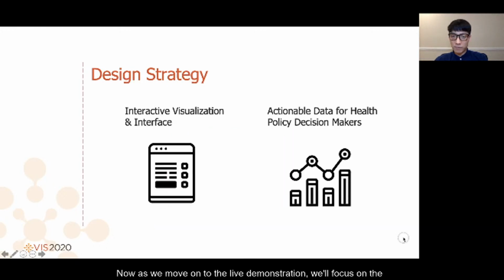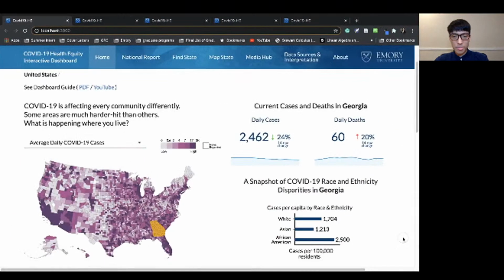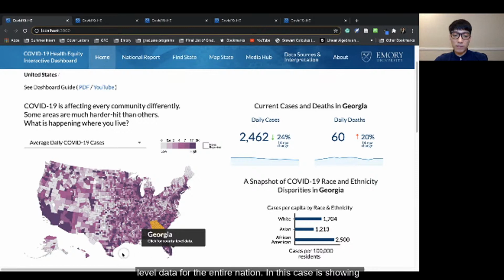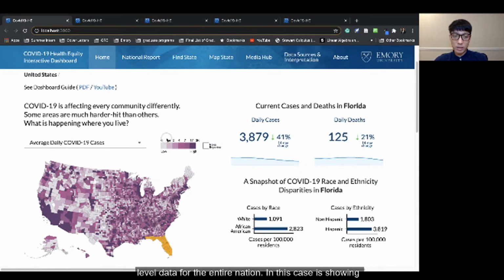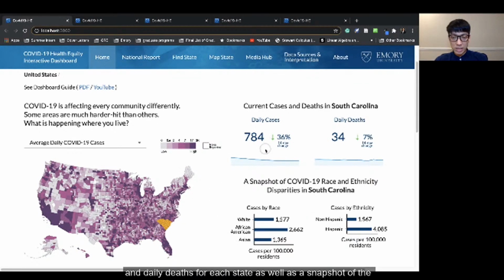Now, as we move on to the live demonstration, we'll focus on the interactive interface and the actionable data presented for decision makers. Right off the bat, you're looking at a heat map showcasing the county level data for the entire nation. In this case, it's showing the average daily cases. Now on the right, you're also shown the number of daily cases and daily deaths for each state, as well as a snapshot of the health equity focus that we have, showcasing cases by race per 100,000.